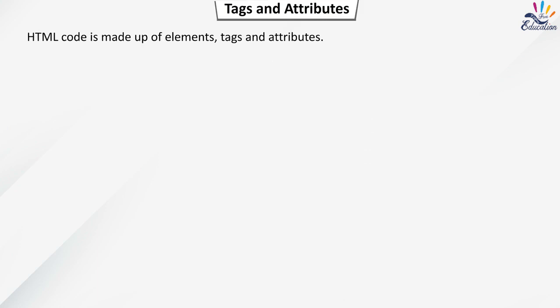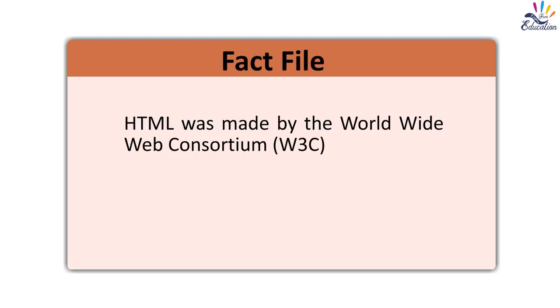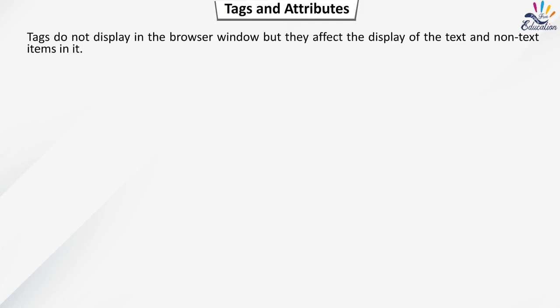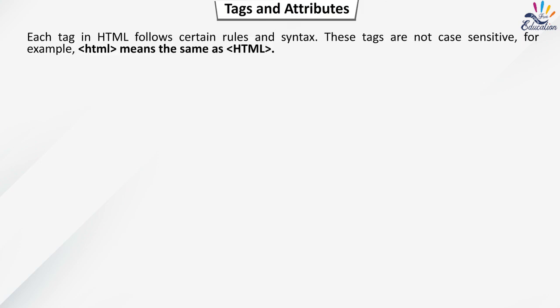Tags and attributes. HTML code is made up of elements, tags, and attributes. Fact file. HTML was made by the World Wide Web Consortium, W3C. Tags. Tags are the basic structure of a web page. They include elements which define how the information on a web page is formatted or displayed. You can also add non-text items like images, links, and lists on the web page using the tag. Tags do not display in the browser window, but they affect the display of the text and non-text items in it. Each tag in HTML follows certain rules and syntax.